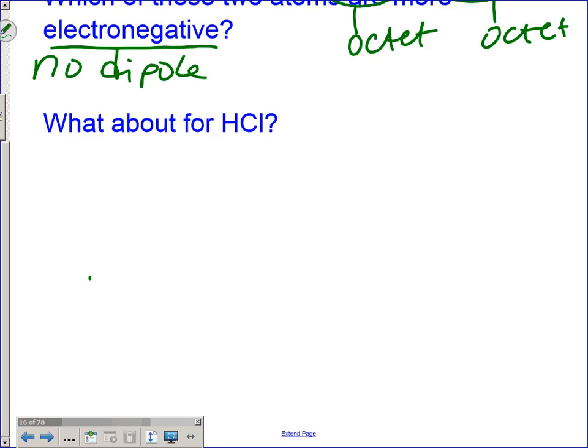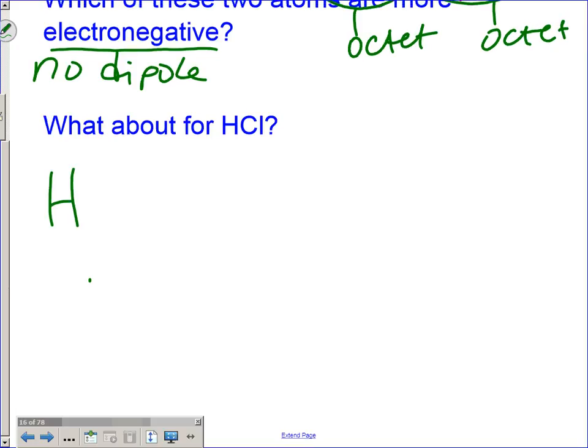How about HCl? How would you draw HCl? How many valence electrons does H have? 1. How about chlorine? 7. 1, 2, 3, 4, 5, 6, 7.